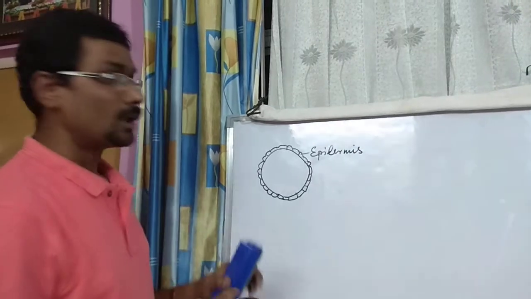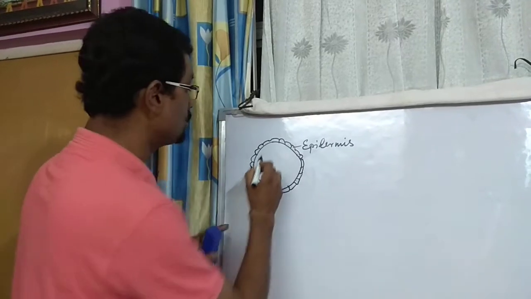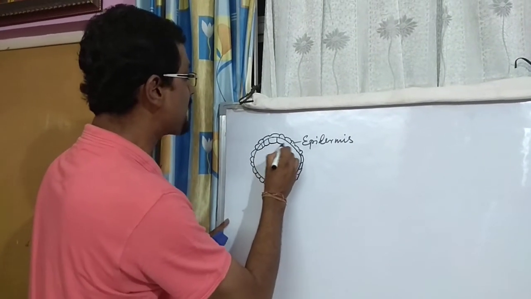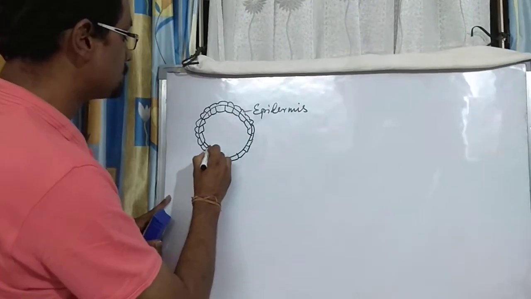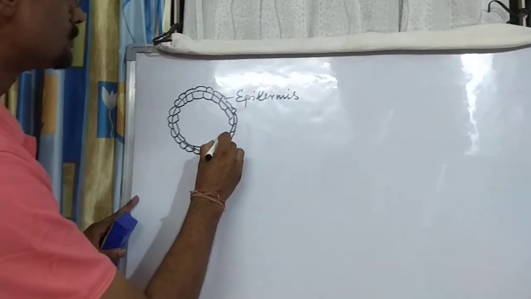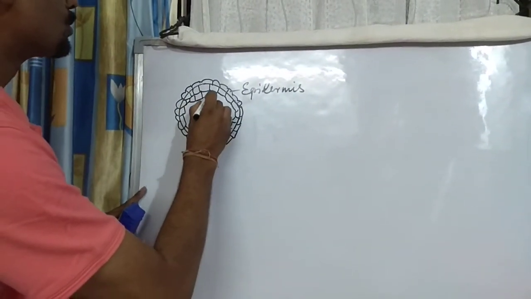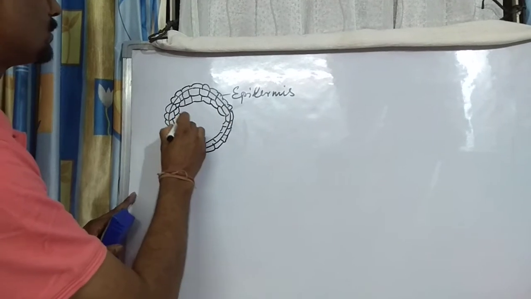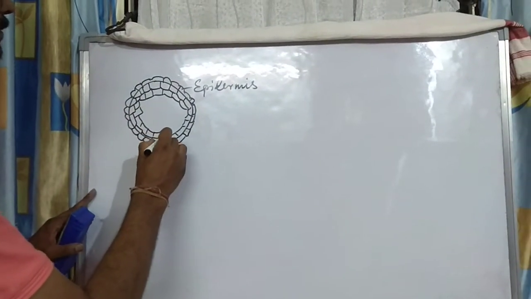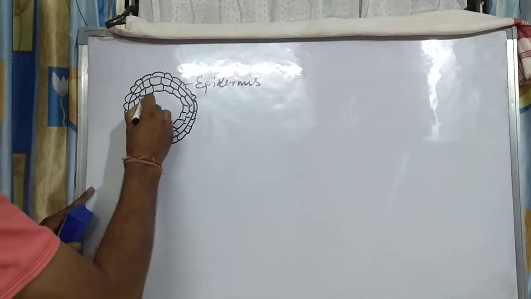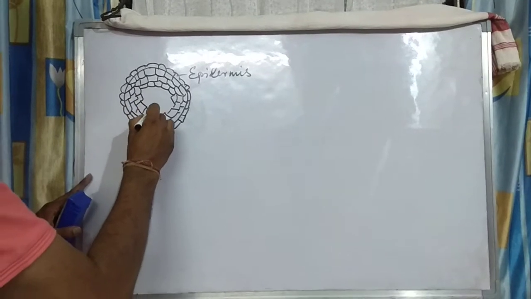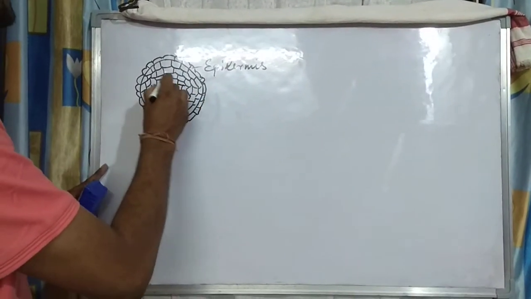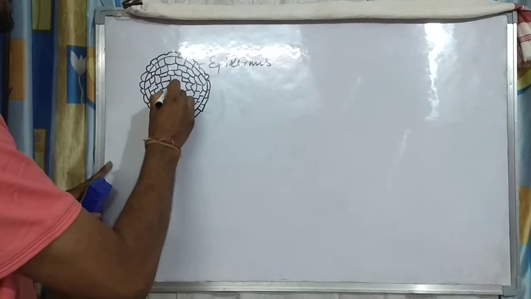Below epidermis is the hypodermis, the common terminology. Hypo means below. These are the cells which are lying below the epidermis. These are the cells which we find in case of hypodermis.